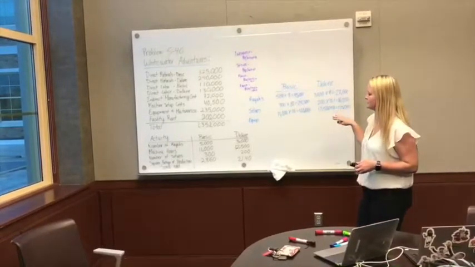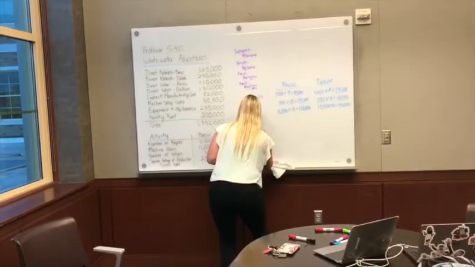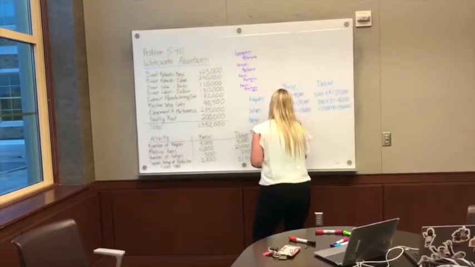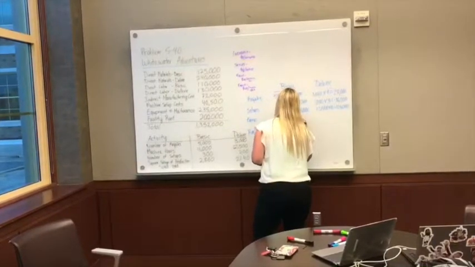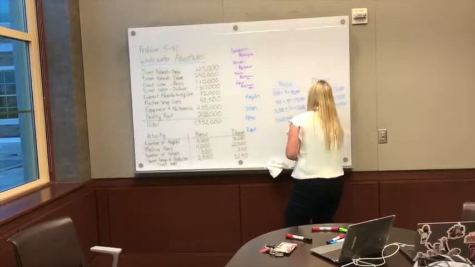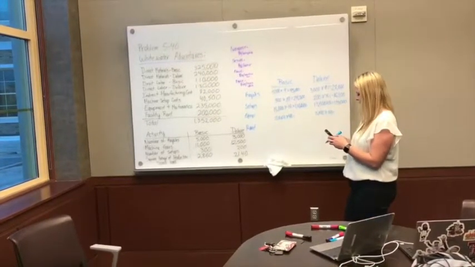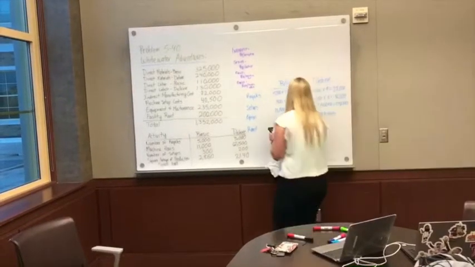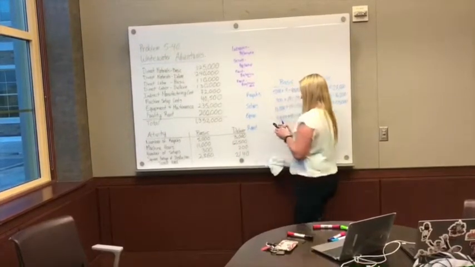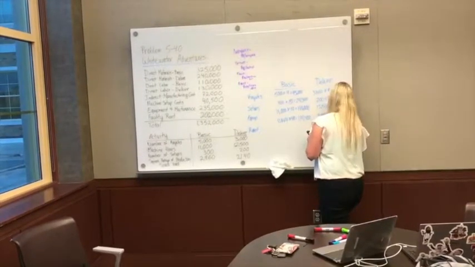Next, we're going to distribute the square footage of production. So we have rent, and that will be 2,860 times 40 and 2,140 times 40. That comes out to 114,400 and 85,600.